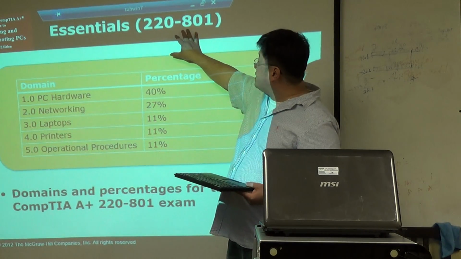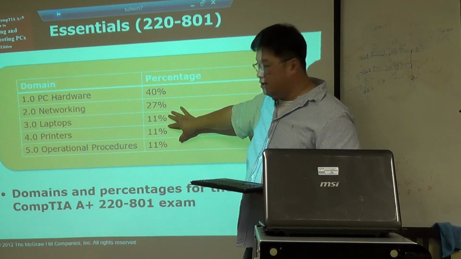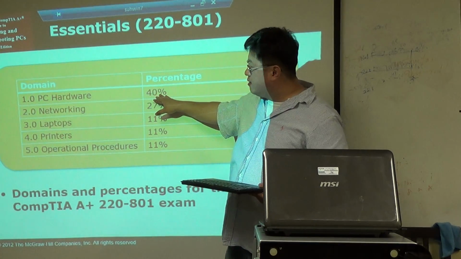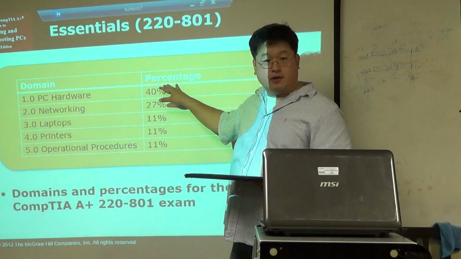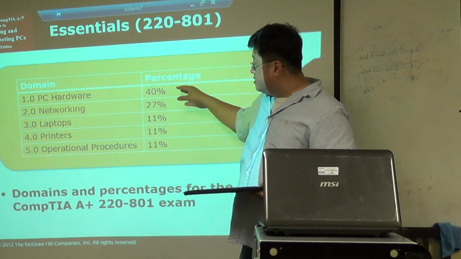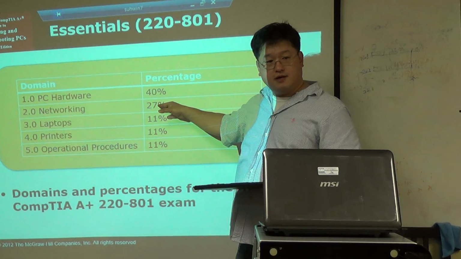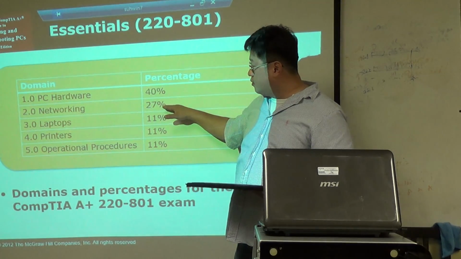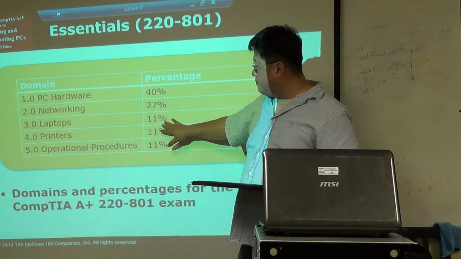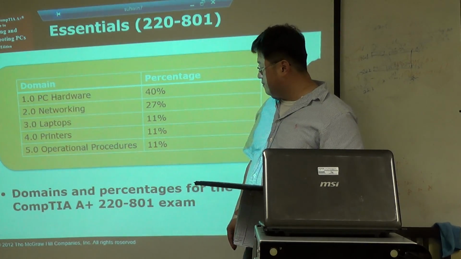And then 220-801 has five domains, and there's a percentage of questions for each. PC hardware is 40%. So definitely you have to know the PC hardware. Without knowing the PC hardware, you're going to fail. There's a lot of weight on networking also. Even though it's the A+ itself, the computer itself, there are a lot of networking questions. In the 801, laptops are 11%, printers 11%, and operational procedures 11%.